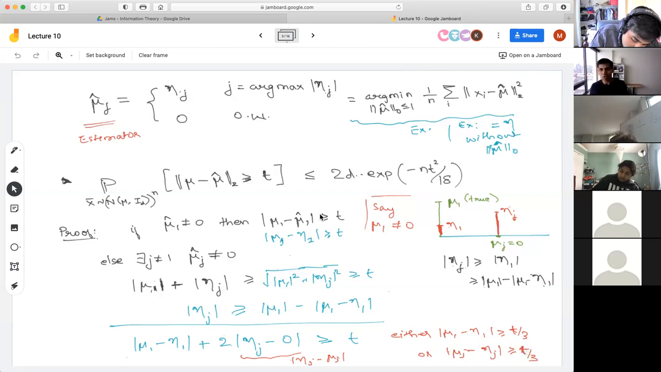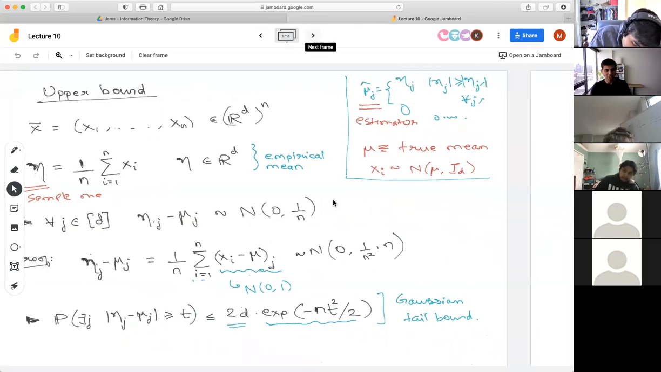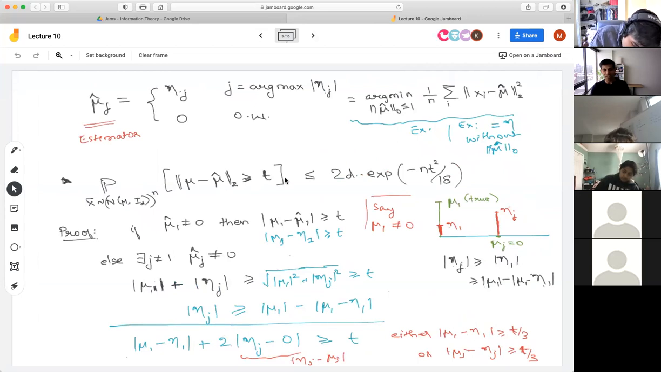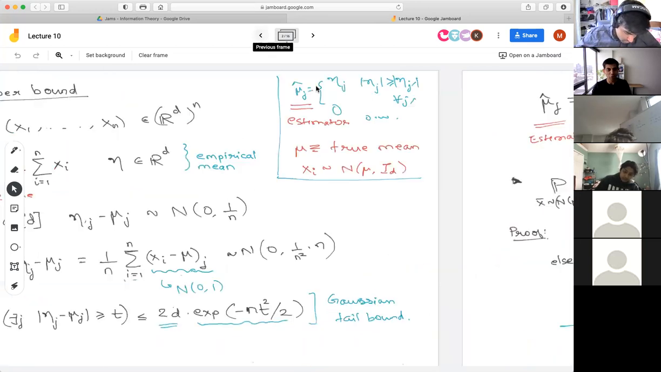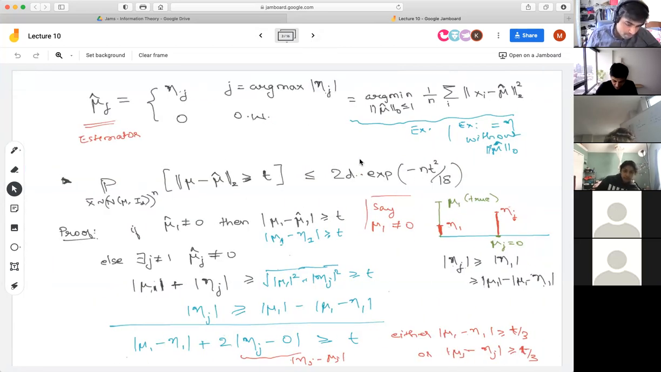We know that any coordinate can deviate from the empirical mean by a factor of t with at most some probability, which is written here. And now we are saying that the only way the 2 norm can be larger than t is if at least one of the coordinates deviates from the empirical mean by at least t over 3. So just apply the previous bound with t over 3 instead of t, and we get this.